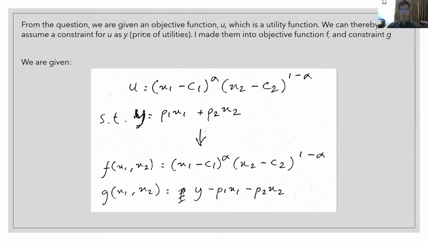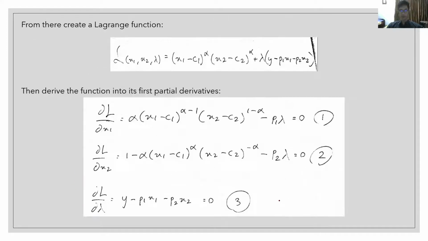Okay, so from the question, we're given an objective function u, which is a utility function, and we can assume that if there is an objective function, there is a constraint. And here I label the constraint as y, which is the price of utilities. This is the one given by the question, and then down here, I labeled f as the objective function, and g as the constraint.